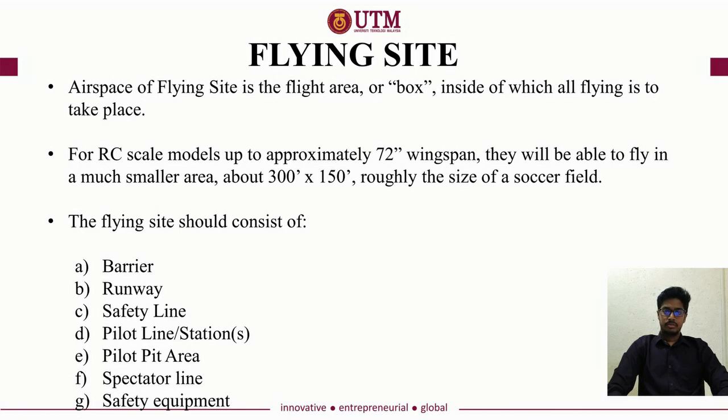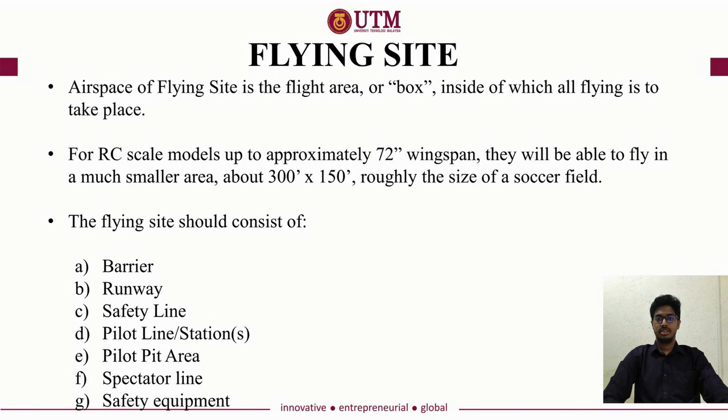So, flying site. The airspace of the flying site is the flight area, also known as the box, inside of which all flying is to take place. RC models up to approximately 72-inch wingspan will be able to fly in a much smaller area. The flying site should consist of barrier, runway, safety line, pilot line or station, pilot pit area, spectator line, and safety equipment. The first thing is the barrier.